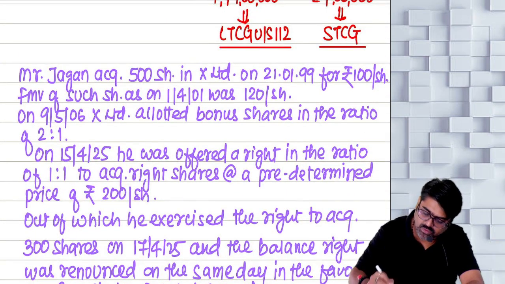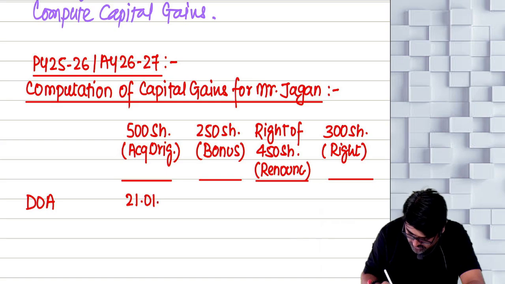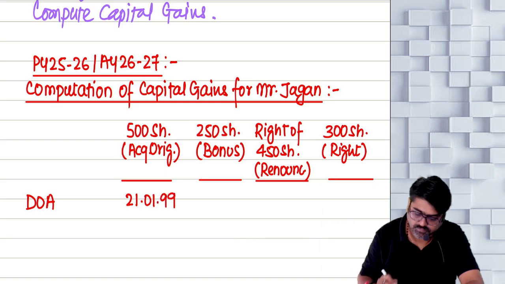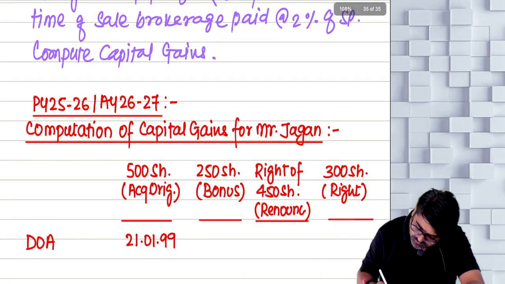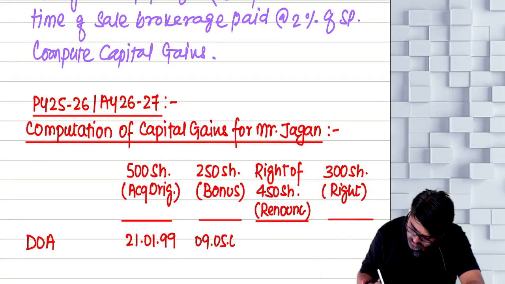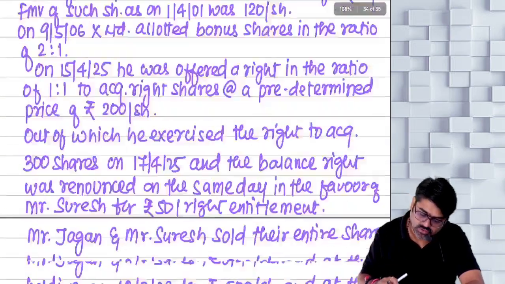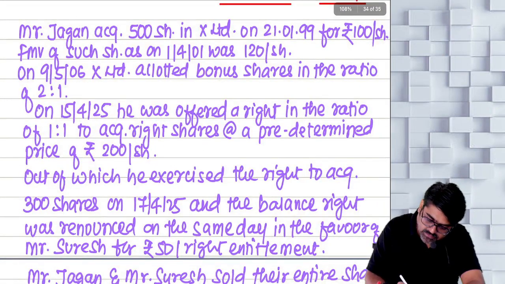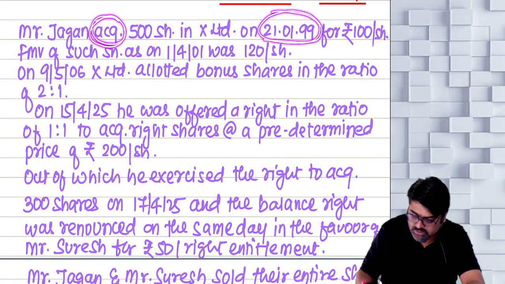21st January 1999. So can I write down 21st January 1999? Yes. Now 250 bonus shares. 9th May 2006. I am assuming that the dates which are given, see, it is given that Mr. Jagan acquired means purchased on this date.